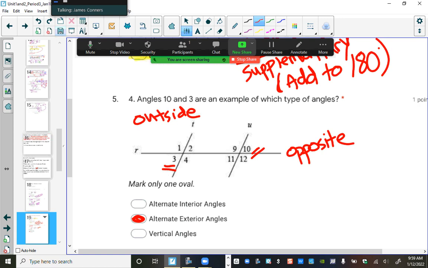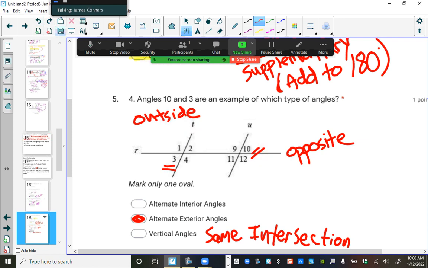So the difference between the alternate exterior and a vertical: the vertical, they're at the same intersection. That's why, unlike the vertical, are 10 and 3 located at the same intersection? Look where 3 is, look where 10 is. Are they at the same intersection? No. All right. Questions before we continue?